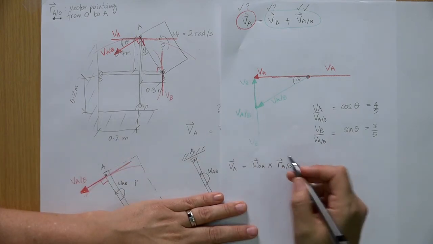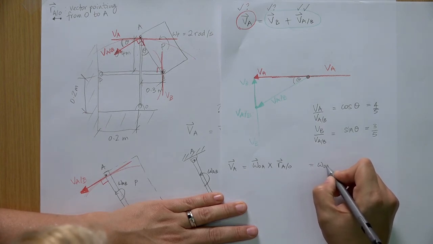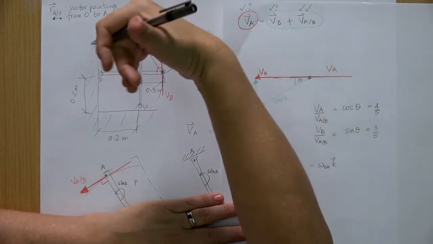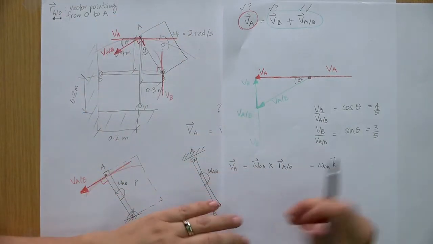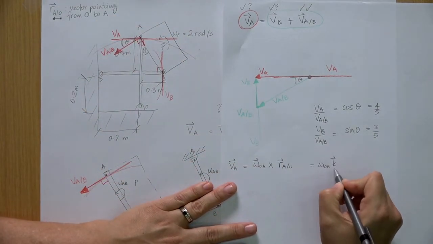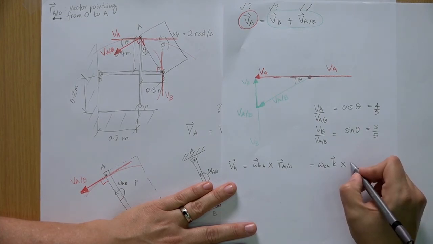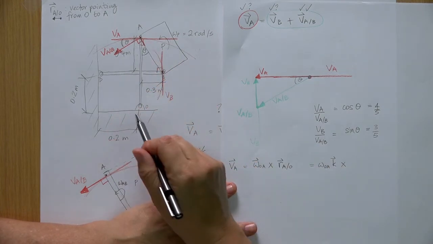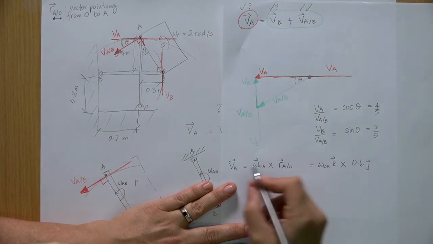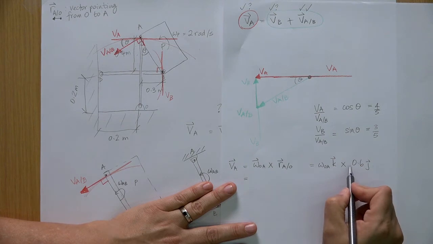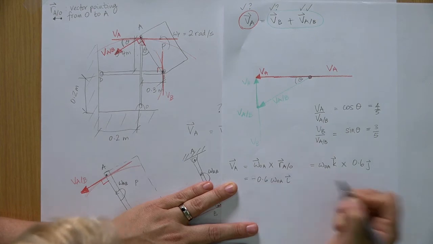So, I don't know the magnitude of omega OA, but I know that it is in the k direction, either positive k or negative k. So I can write an unknown magnitude with a known direction k, crossed with R A relative to O. So from O to A is 0.6 J. And this tells me minus 0.6 omega OA I.